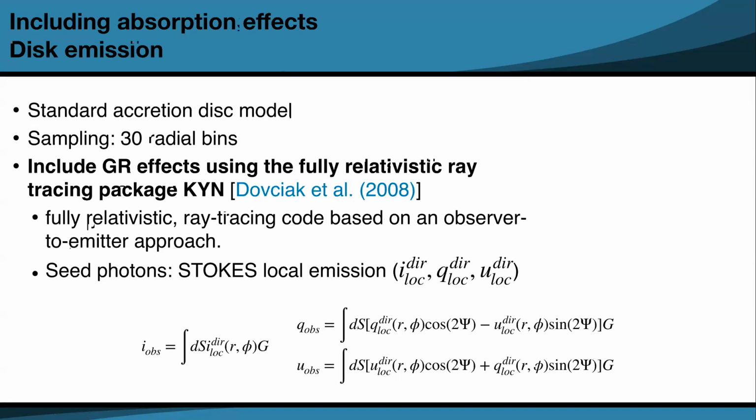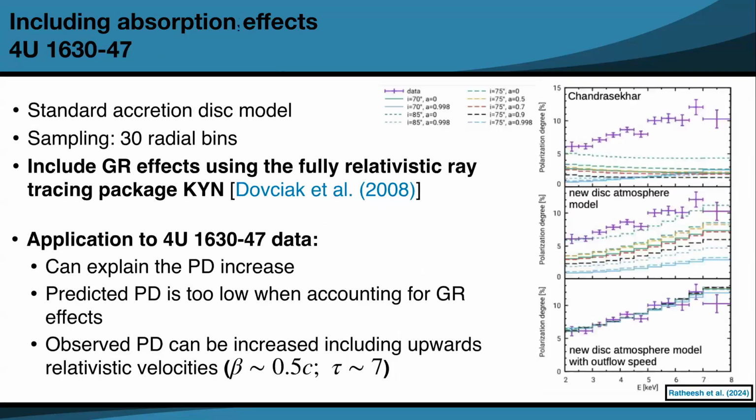So basically, once the inclination is selected, the code follows all the null geodesics that go from the observer to the emitting point on the disk. And then it uses the Stokes parameters of the emerging radiation we computed with the Monte Carlo code as the input of the integration all over the disk surface, which takes into account all the different relativistic effects modifying the properties of the emission. So what happens if we apply this model to the 4U 1630 data is that we are still not able to reproduce the data. We can explain the polarization degree increase with energy, but once again, the predicted polarization degree, shown here in this middle panel, is too low with respect to the observed data.